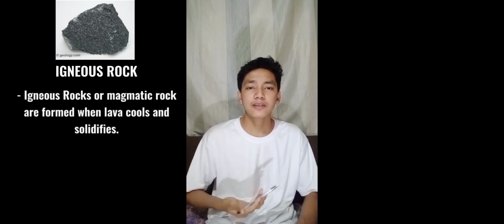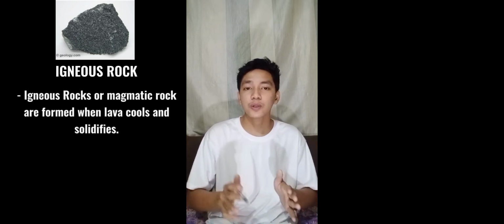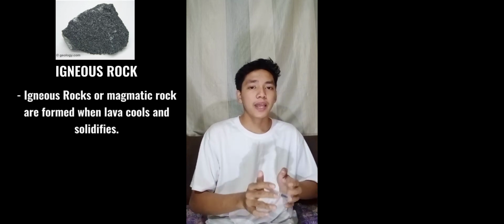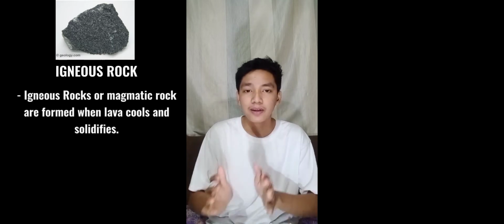First we discuss the igneous rocks. What exactly are the characteristics that igneous rocks have and how are they formed? Igneous rocks, or magmatic rocks, are formed when lava cools and solidifies. Igneous rocks are formed from magma and begin the rock cycle. That's why they are called primary rocks.